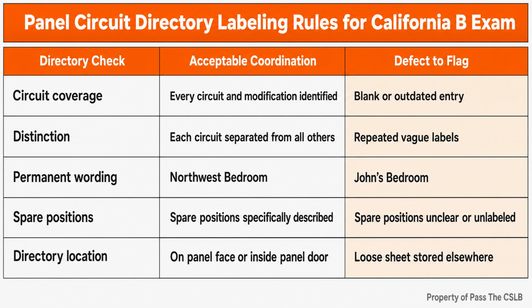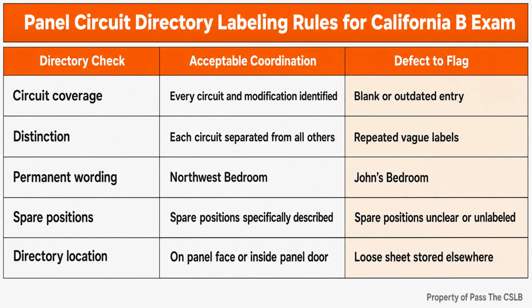Imagine a hypothetical final walkthrough. The electrical work is complete, the panel is energized, and the directory has 3 handwritten entries that all say bedroom. Nothing in those entries distinguishes the rooms. The problem is not neatness. The problem is uncertainty. I would send that back for specific, permanent identification before calling the panel complete.